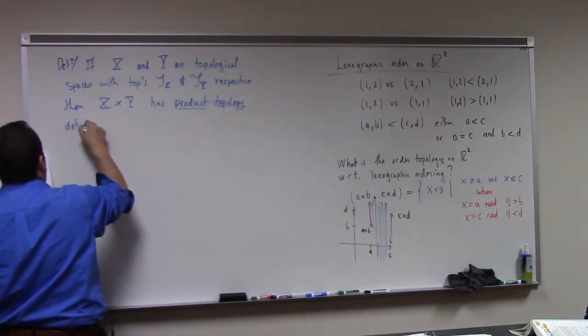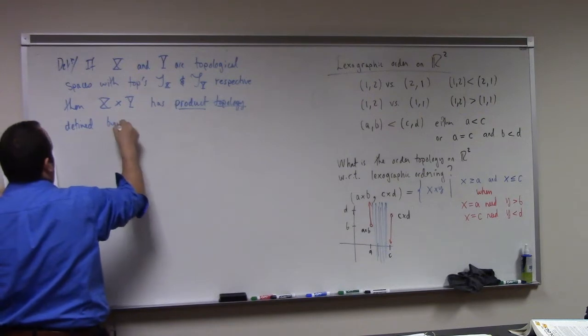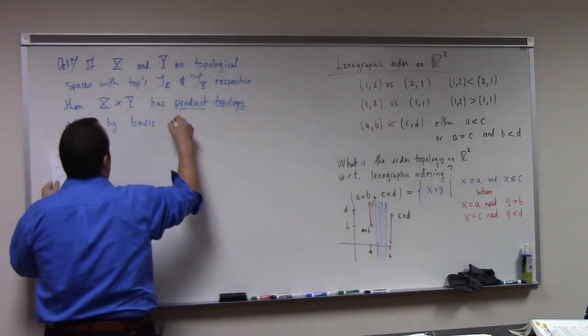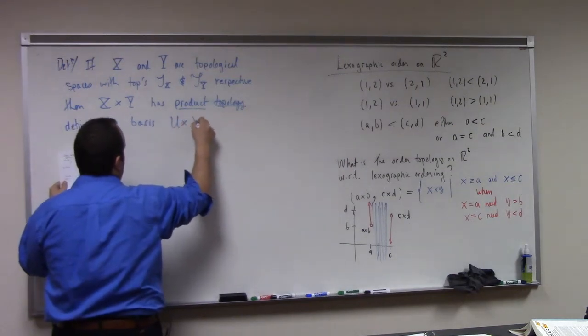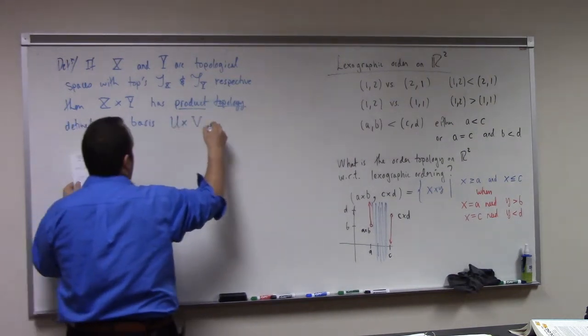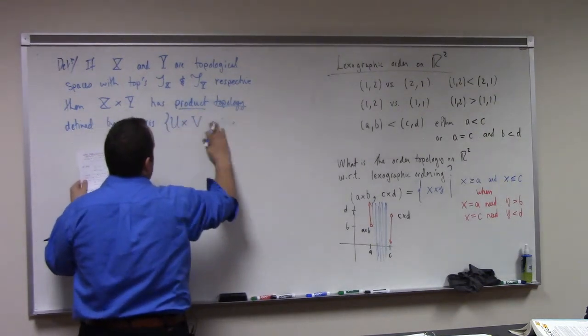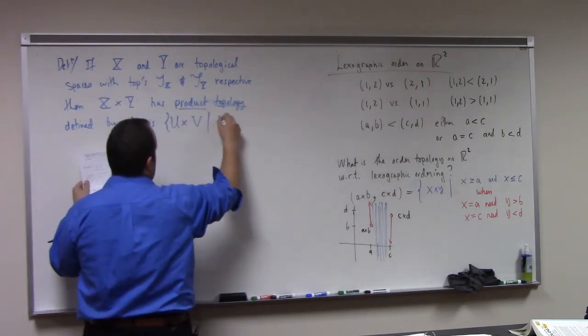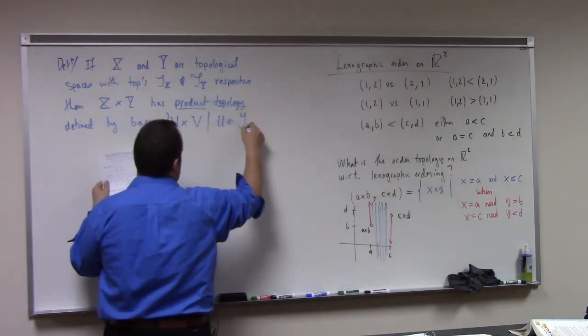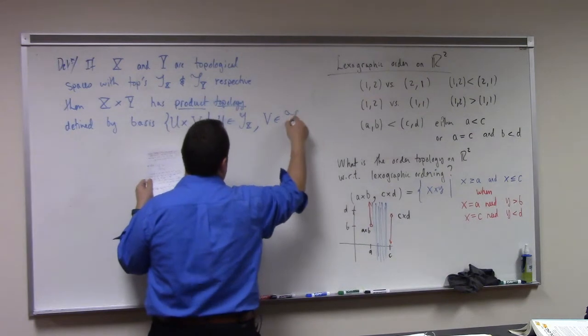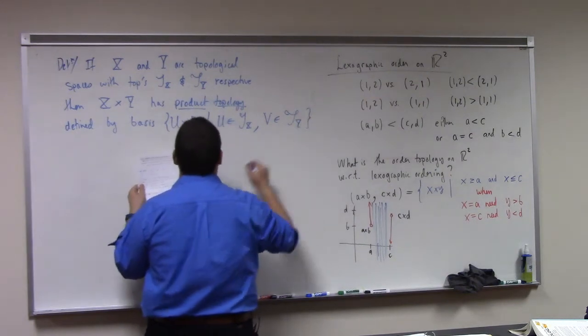Defined by basis U cross V, where, so it's these things, such that U is in the topology for X, and V is in the topology for Y. Right.